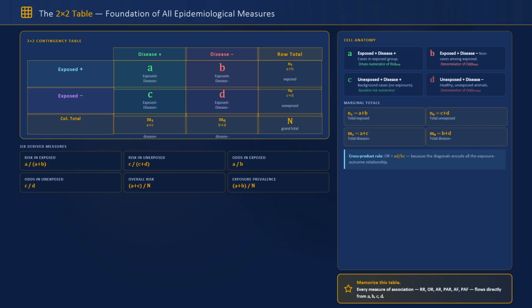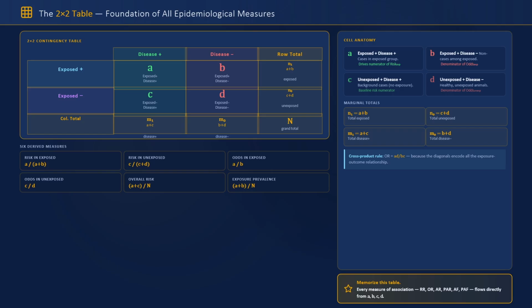Row totals: N1 is A plus B, all the exposed animals. N0 is C plus D, all the unexposed. Column totals give you disease positive and disease negative, and everything sums to N. From those four numbers, you get 6 measures immediately.